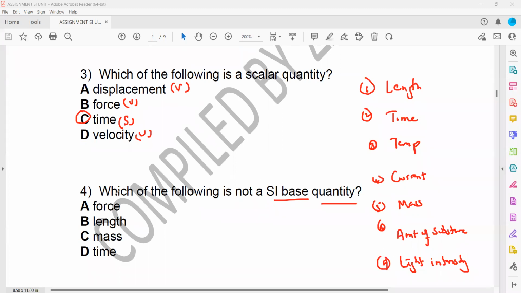So when we check the force, force does not belong to this one. There is a length, there is a mass, there is time, but force does not belong to this. So it means force is not the base quantity, force is the derived quantity. So any quantity other than these 7 refers to a derived quantity and their units are known as the derived units.